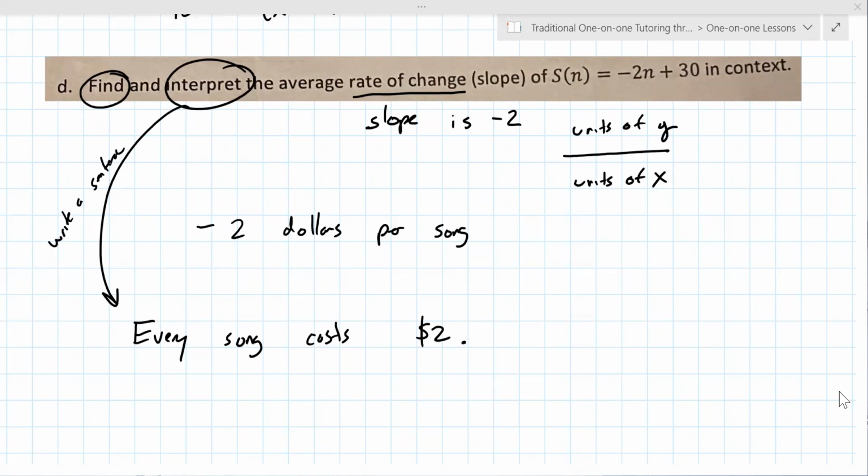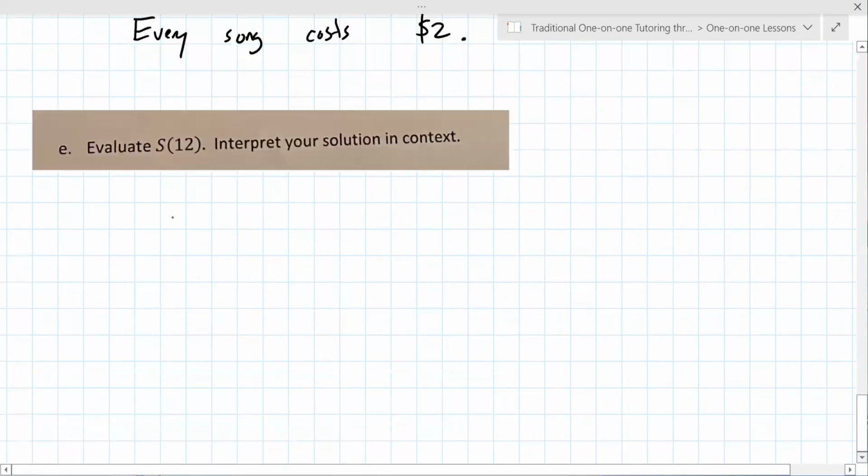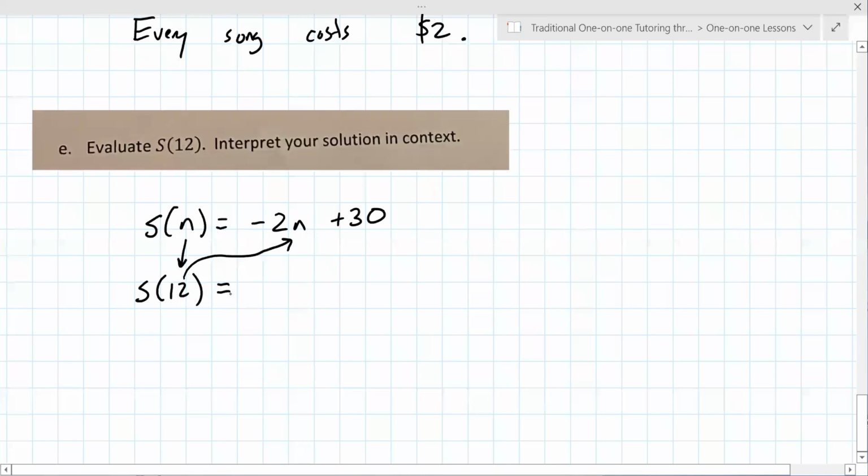Okay, so part E here says to evaluate S of 12. S of n is -2n plus 30. So whenever you see this number in parentheses, that's what's going in for n. That's the value of n. Can you calculate that for me, please?